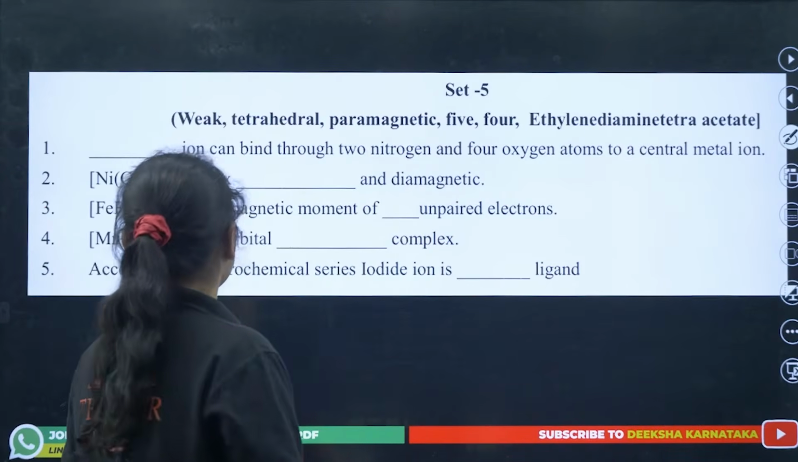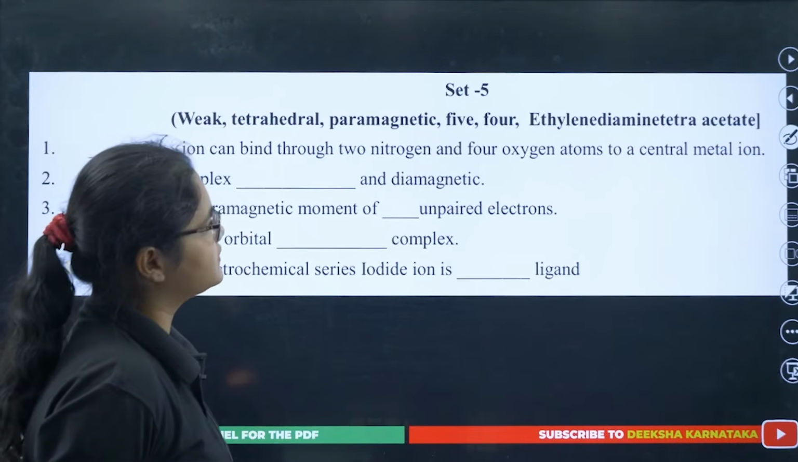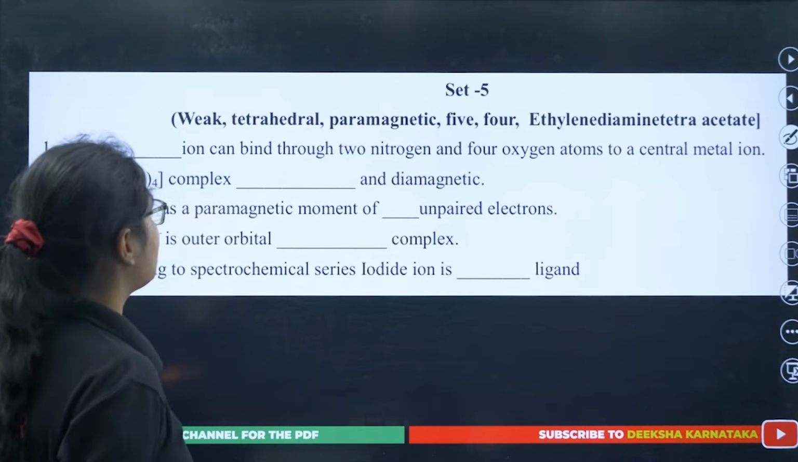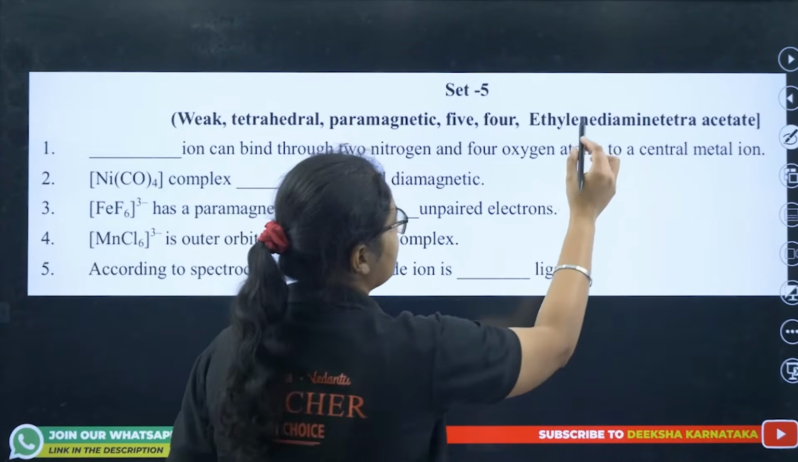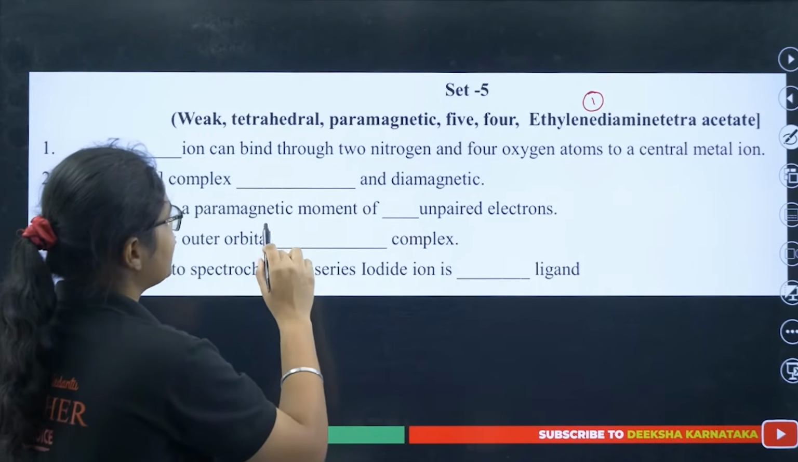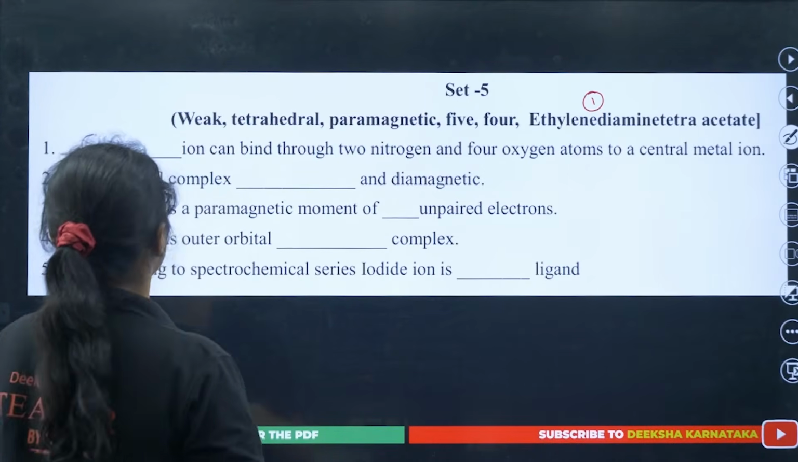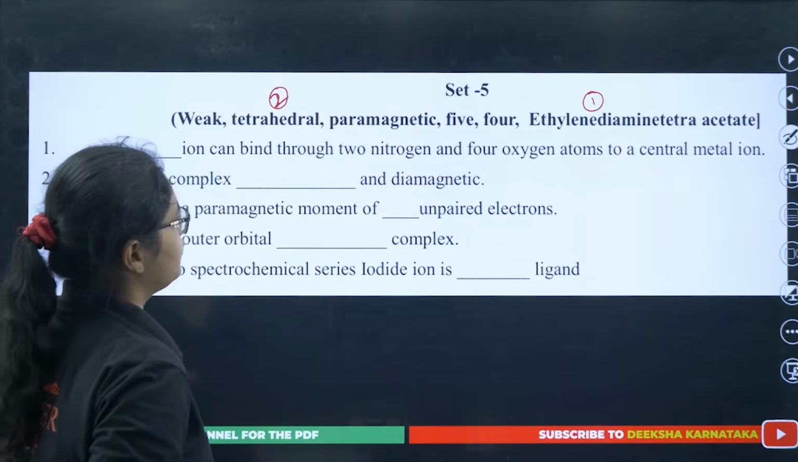Next, set 5. Which ion can bind through two nitrogen and four oxygen atoms to a central metal atom? That is your ethylenediaminetetraacetate, EDTA. Ni(CO)4 complex is tetrahedral and diamagnetic, so option number 2.